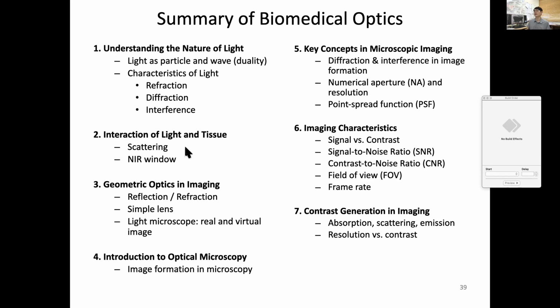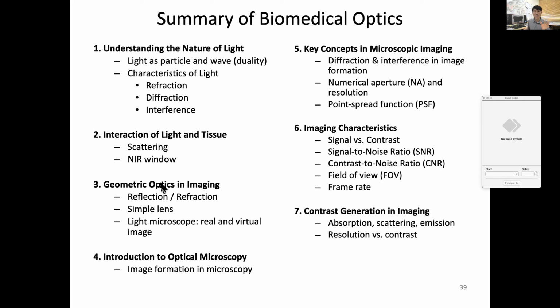Let me summarize this week's material, which is one week, but this can be a semester course of biomedical optics. We start with the nature of light, with particle-wave duality. This sets a fundamental limitation of our imaging resolution, and the characteristics of light: refraction, diffraction, and interference. These diffraction and interference are how we can form an image in a microscope and in your retina, how you are seeing the world. And for that, we need to understand light and tissue interaction, especially scattering, and what wavelength of the light would be great for us to image underneath the tissue, which we call the near infrared window.